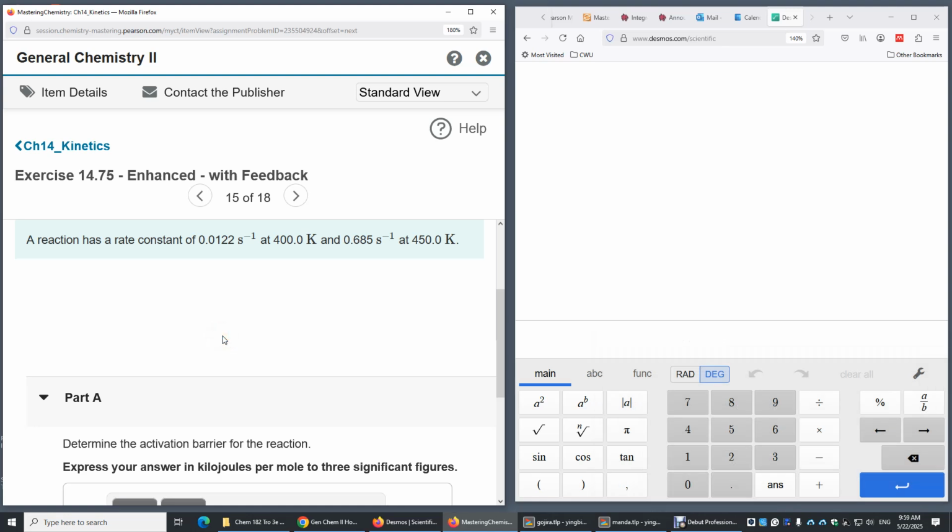Chapter 14, Kinetics, Exercise 14.75. A reaction has a rate constant of 0.0122 per second at 400 Kelvin, 0.685 per second at 450 Kelvin. Based on the unit, you know it's a first order reaction.